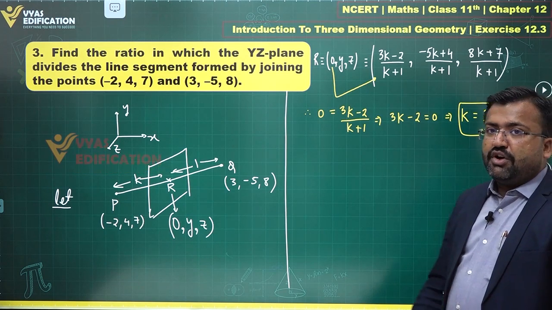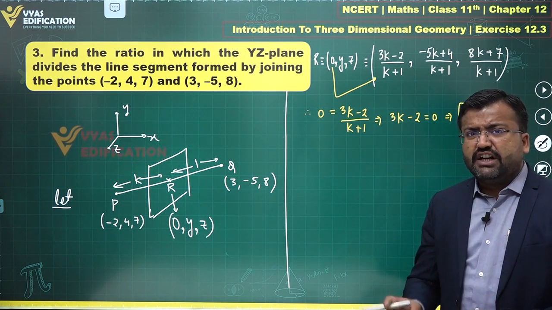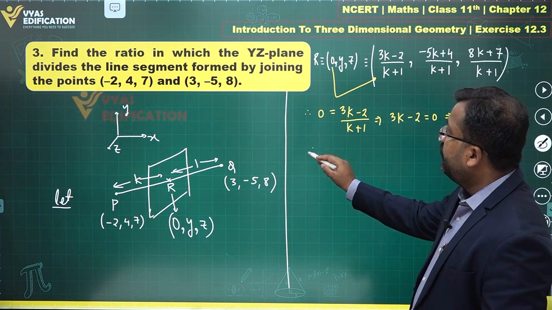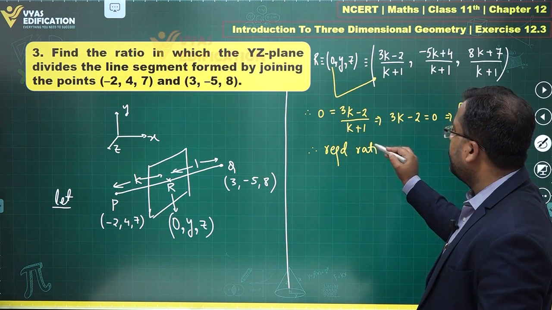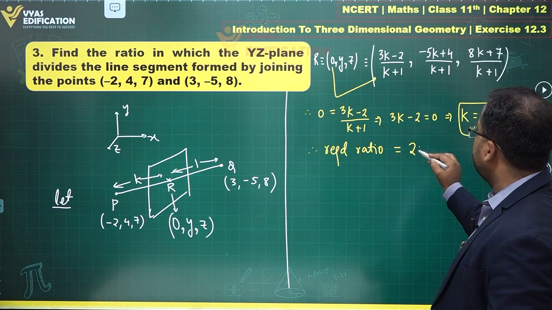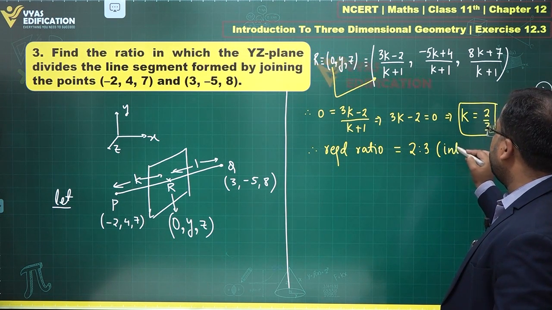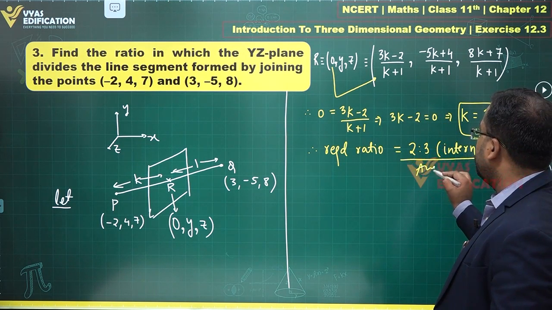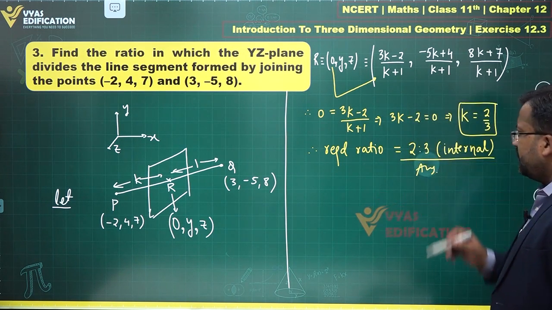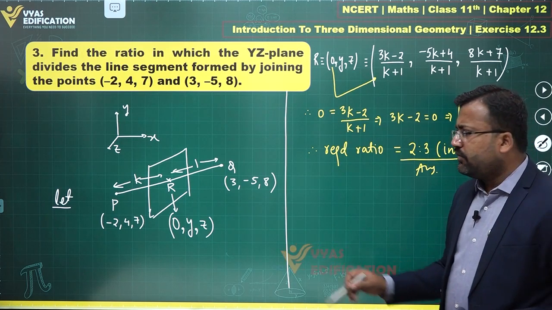Since the value of k is positive, the division will be internal. Therefore, the required ratio is 2:3, and in brackets mention that it is internal division. That's the required answer for this question. Is that all? Yes, that's all for this particular question.